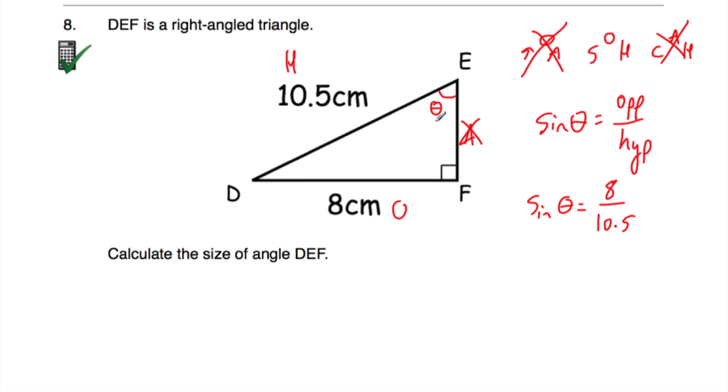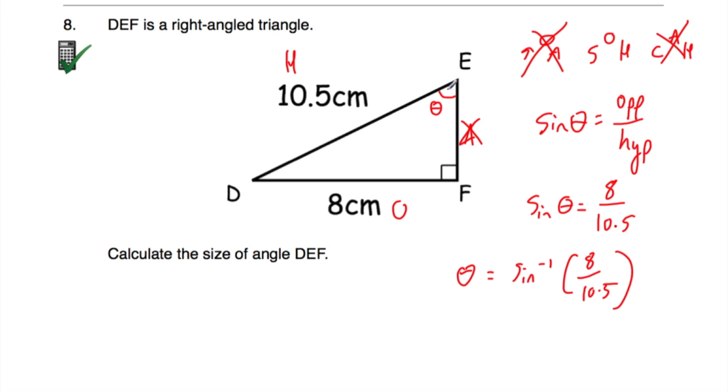Now obviously this angle is not equal to 8 divided by 10.5. That's the sine of the angle. So we want to get rid of that sine, so we want to do the inverse sine, and that will give us that theta is equal to, and if we do the inverse sine, that's the sine minus 1, so shift sine on our calculator, and then 8 divided by 10.5 and close brackets, that will give us the size of this angle.